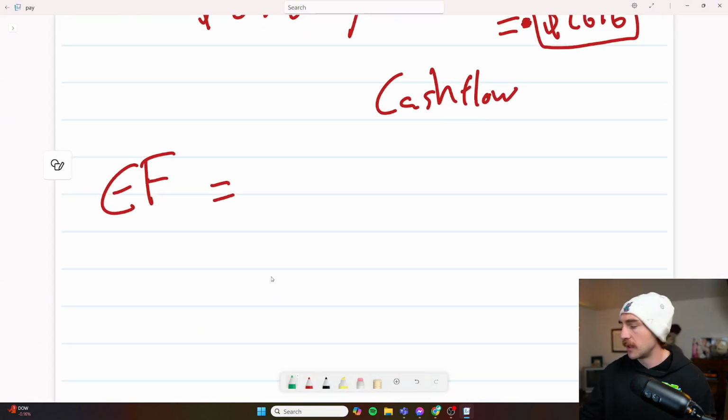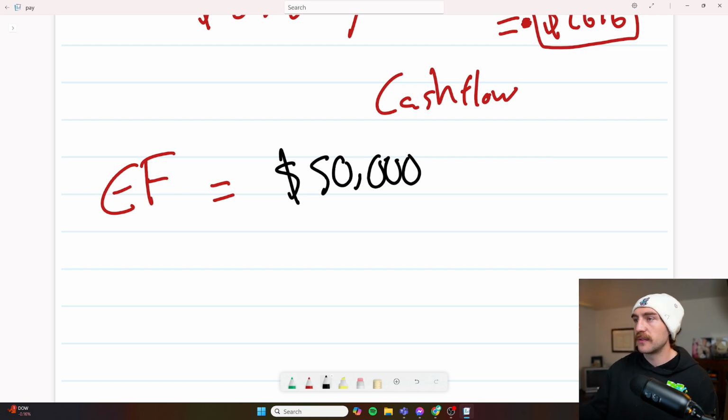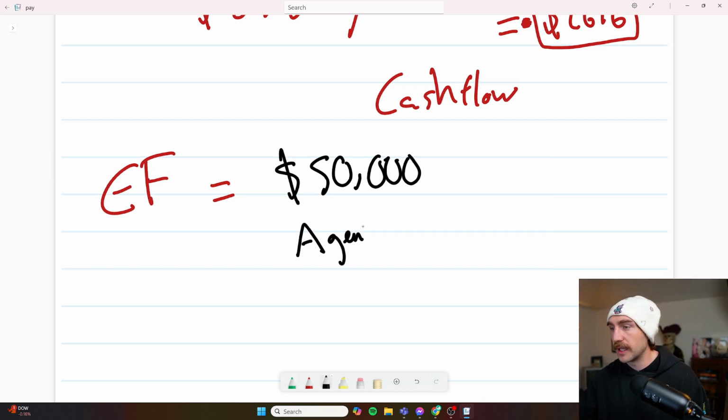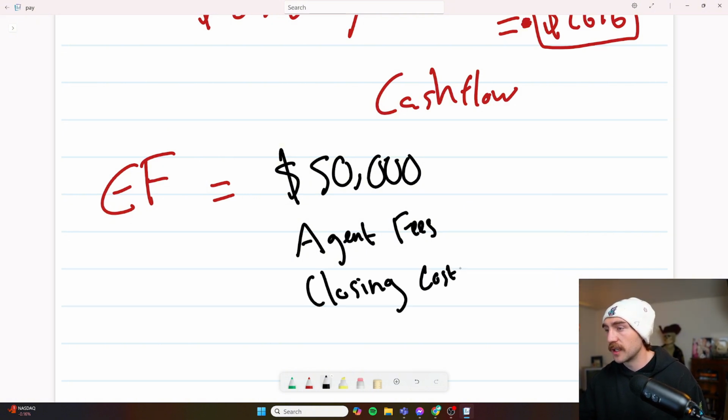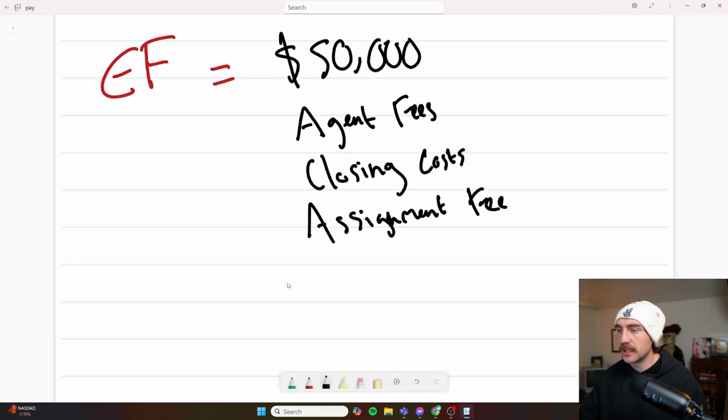So let's go back down. Now our entry fee is $50,000. Is that it? Is that our entry fee, Max? Is it just the cash to the seller? No, you should also put in agent fees if you're paying any agent fees. You should also be putting in closing costs. Are you paying the closing costs? Did you convince the seller to pay closing costs? Are you paying an assignment fee? Better add that. Some people get mad at me when I say this, but I would also put repairs in there. Put your repairs in there.